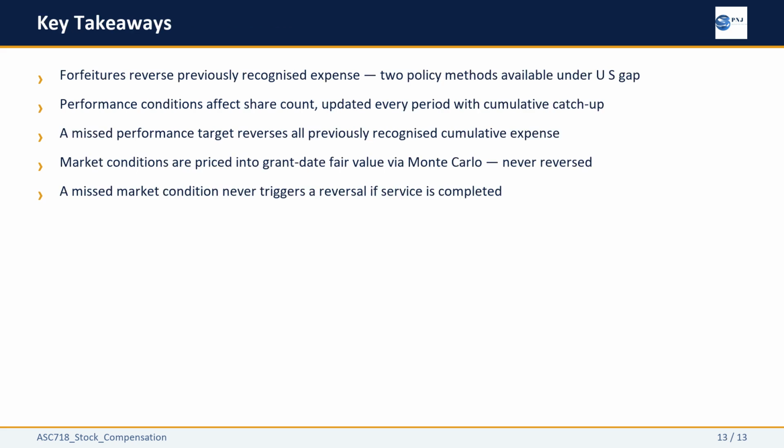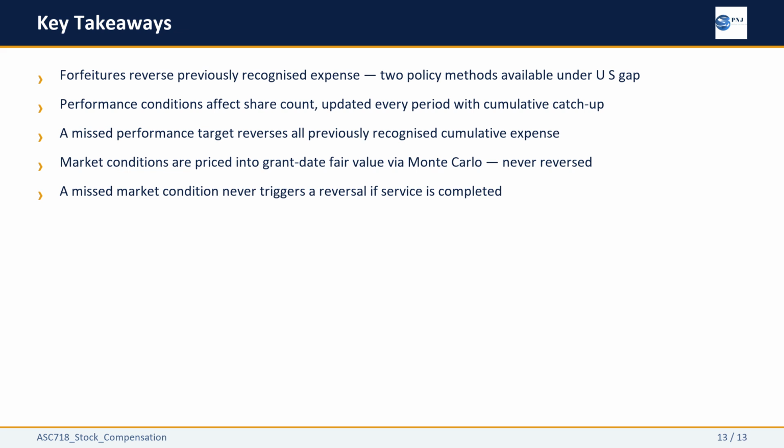Let us close with the essential takeaways from this section. Forfeitures always result in a reversal of previously recognized expense, and companies must elect either the estimate method or the actual method and apply it consistently. Performance conditions affect the number of shares expected to vest, not the grant date fair value, and are updated every period with a cumulative catch-up adjustment. If a performance target is ultimately missed, all cumulative expense is reversed.